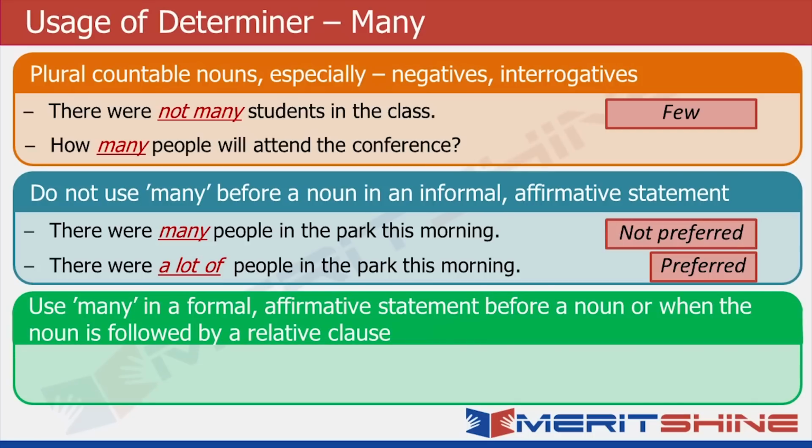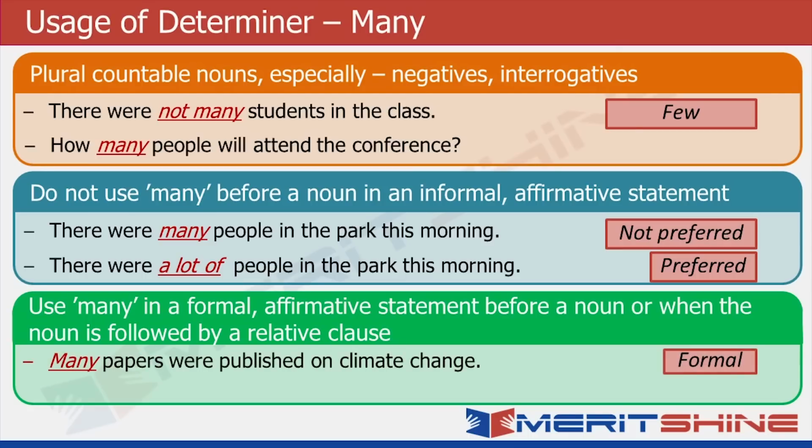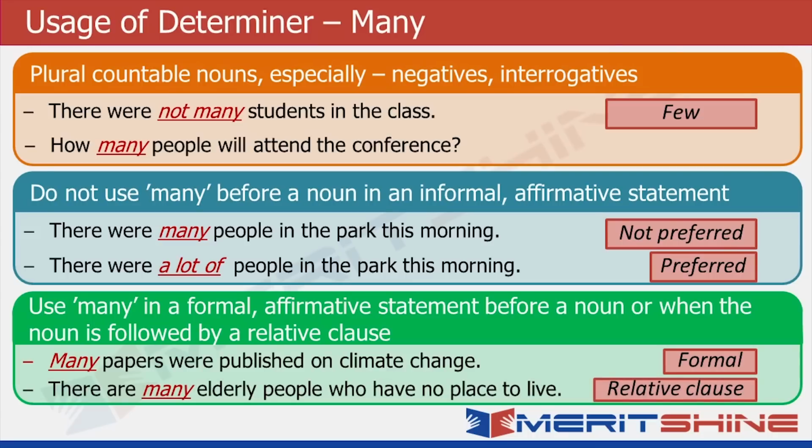But we may use many in a formal affirmative statement before a noun or when the noun is followed by a relative clause. Many papers were published on climate change. Here many is used in formal affirmative sentence. There are many elderly people who have no place to live. Here many is used in a sentence because the noun people is followed by a relative clause who.